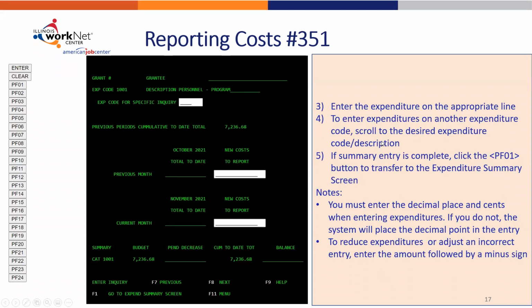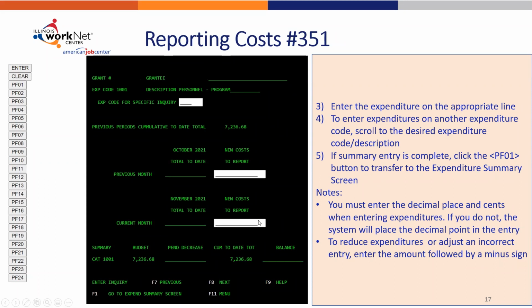So you'll enter the expenditure on the appropriate line. And you'll see here, there's an option for the previous month or the current month. So for example, if I was on June 19th, entering my costs for May, right here it would say May of 2022. So I'd be entering new costs right here. For any costs for the current month, it would say June of 2022 here, and you'd be entering costs for June there.